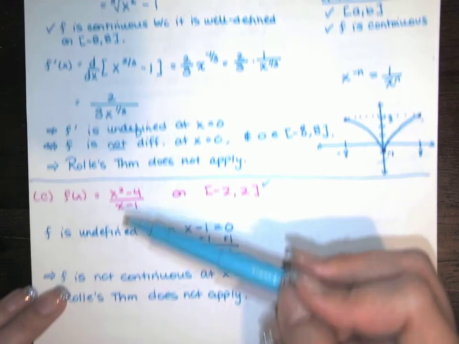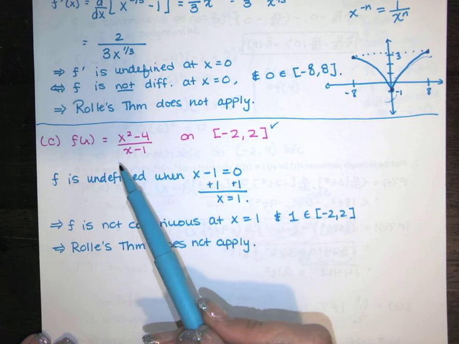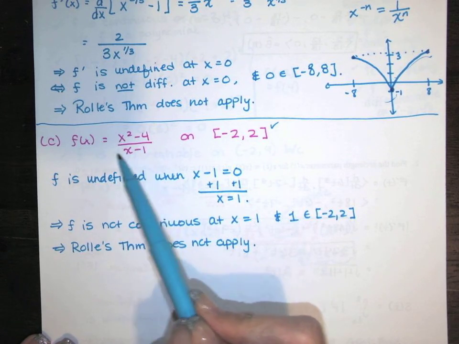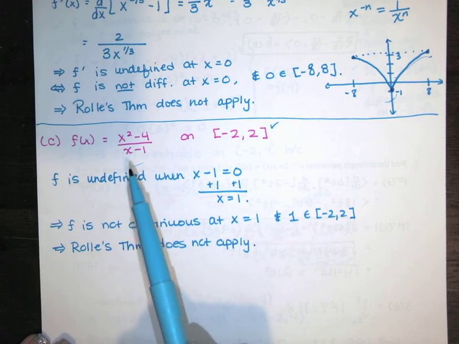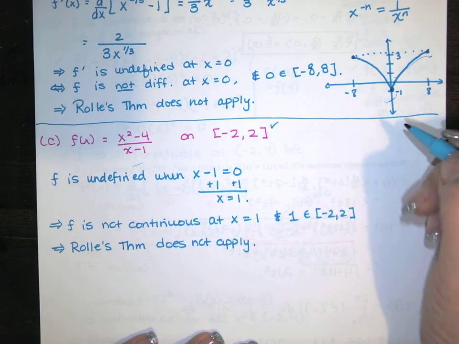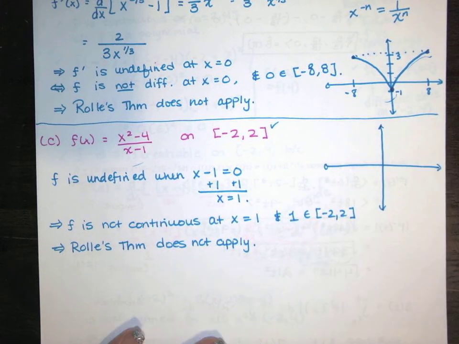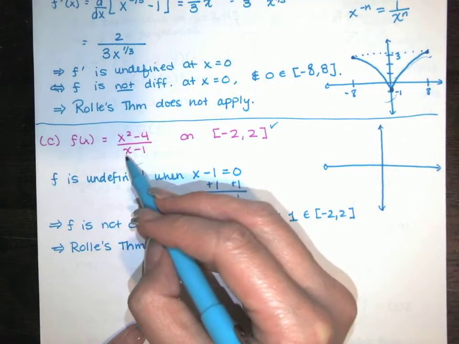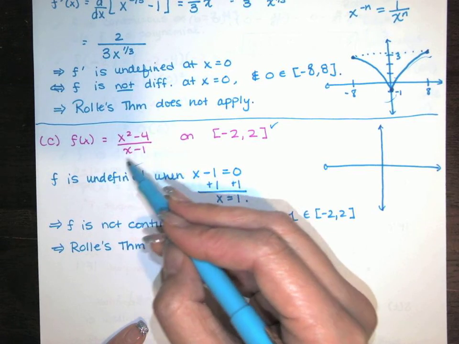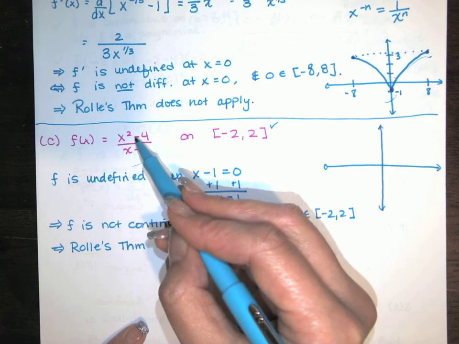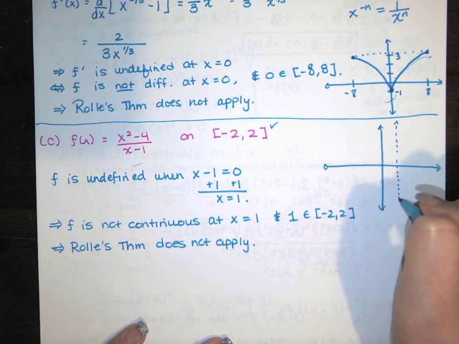Okay, well, what happened over here? Well, this is a rational function. Rational functions are continuous on their domains, but the domain of this one does not include x equals 1. This is defined for all x values except x equals 1. So the graph for this function looks something like this. Now, when x is 1, the numerator is -3 and the denominator is 0. Since I've got a non-zero constant over 0, x equals 1 corresponds to a vertical asymptote.